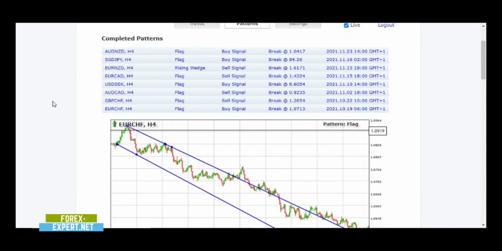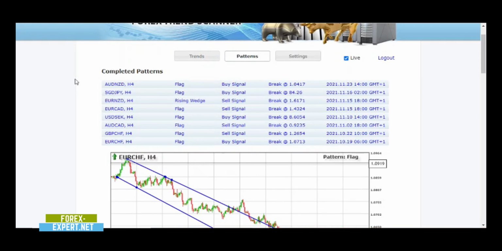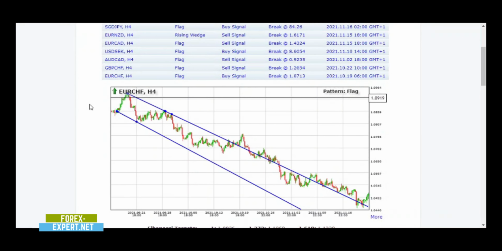So I'm gonna analyze 4 or 5 trades, even if you see more of them, but those are still running trades and I can't show them because this is a paid membership. I'm gonna show you the completed ones. So the first trade is the Euro and the Swiss. We have a flag buy signal, break at 0.713.